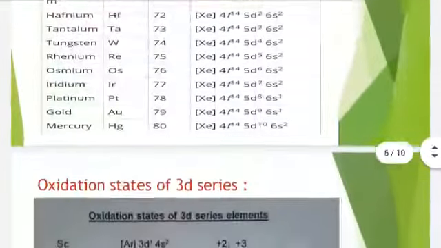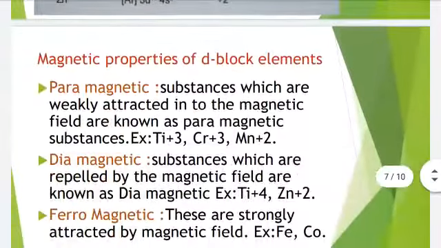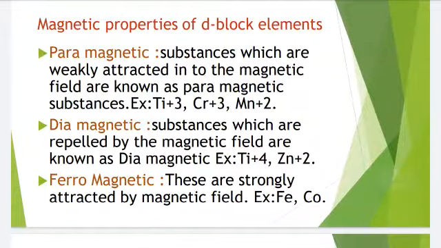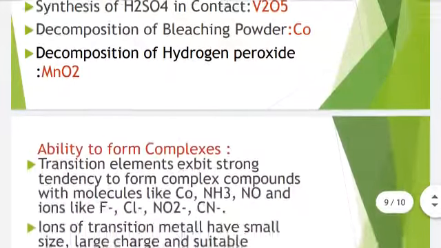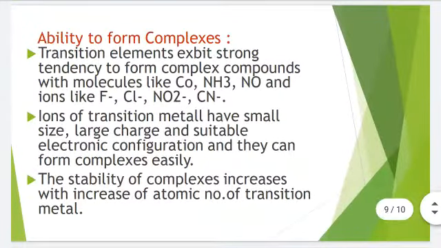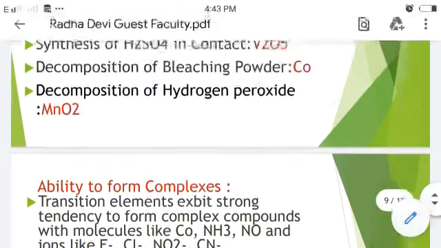Electronic configuration, oxidation states. Various oxidation states are possible in d block elements, and then magnetic properties and catalytic properties, ability to form complexes. This is the d block elements.